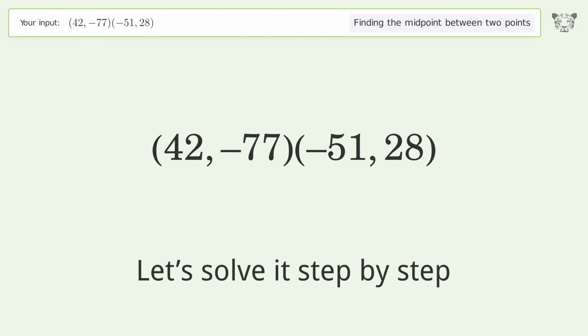The coordinates of point 1 are, x1 equals 42, y1 equals -77. The coordinates of point 2 are, x2 equals -51, y2 equals 28. PM represents the midpoint of the 2 points.